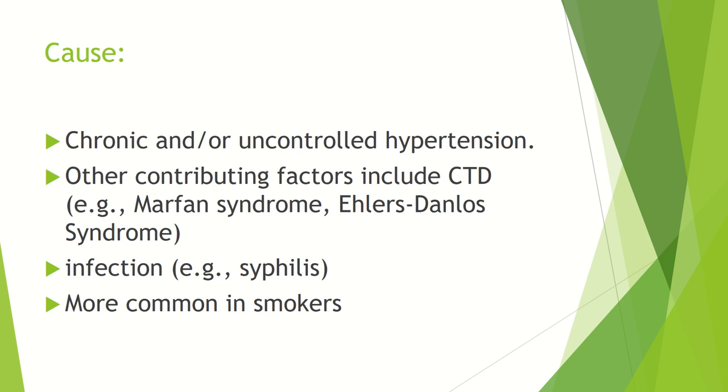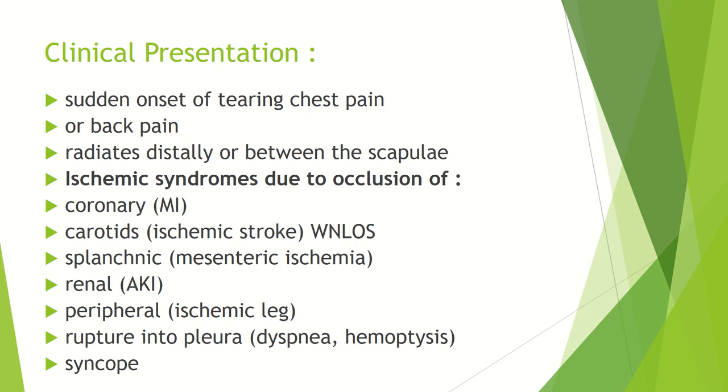Most commonly, we see aortic dissection in smokers, male patients who have uncontrolled hypertension. Other contributing factors can be connective tissue diseases like Marfan syndrome, Ehlers-Danlos syndrome. It presents with sudden onset tearing chest pain or a ripping chest pain. The patient can also complain of back pain. The pain can radiate distally or between the scapula.